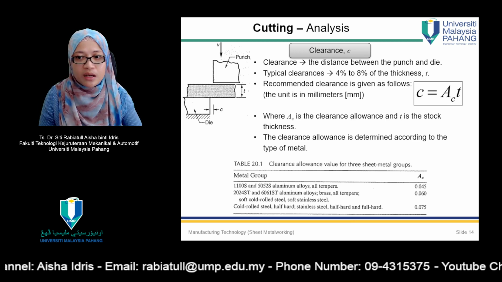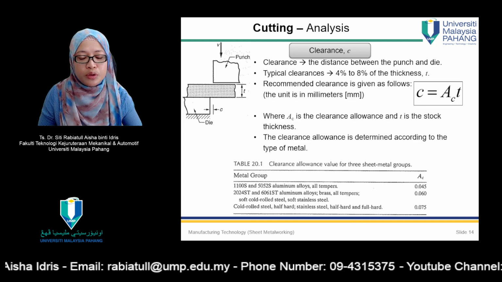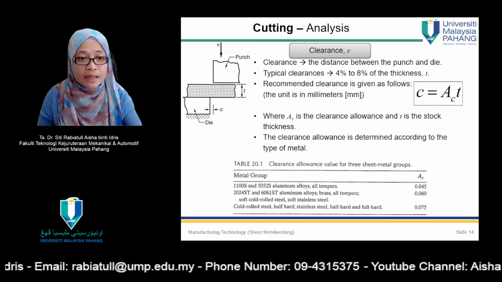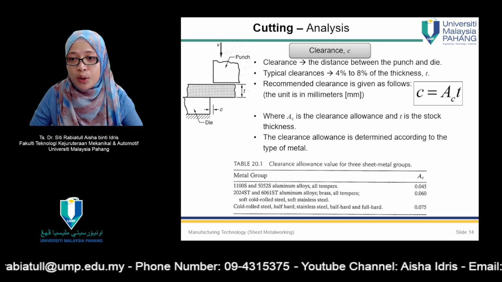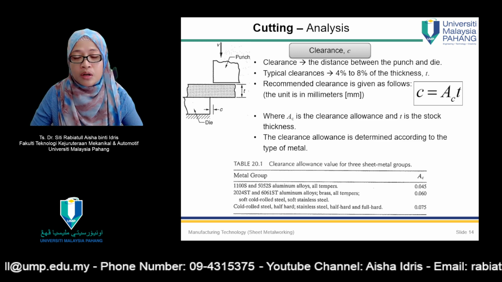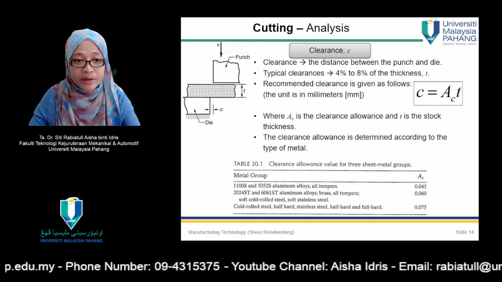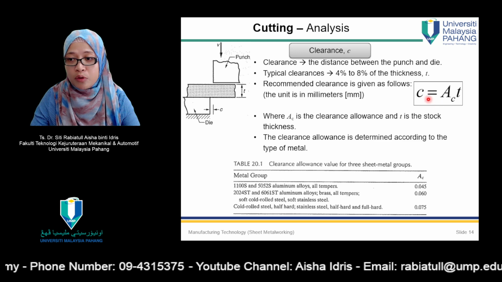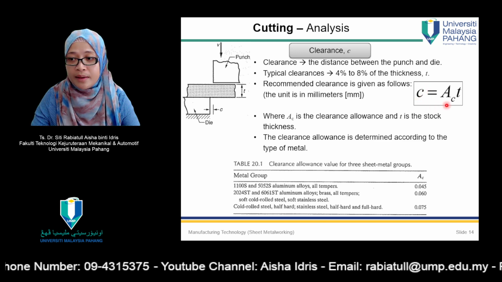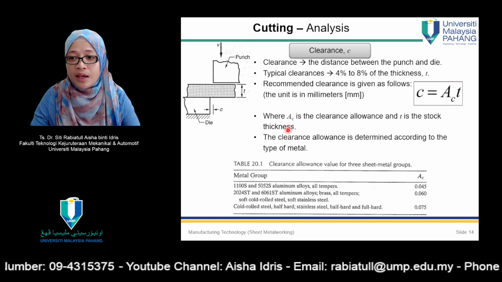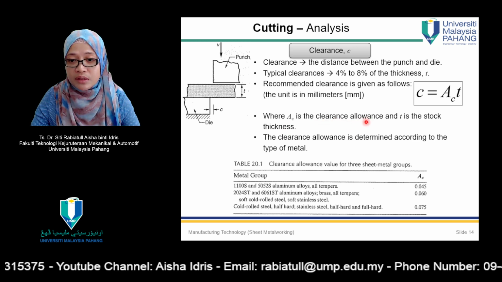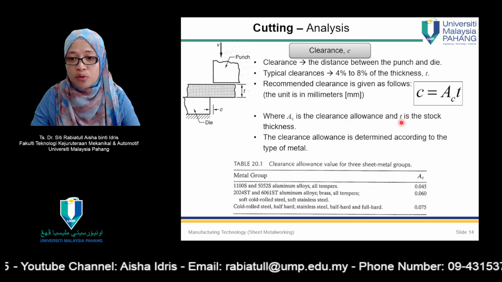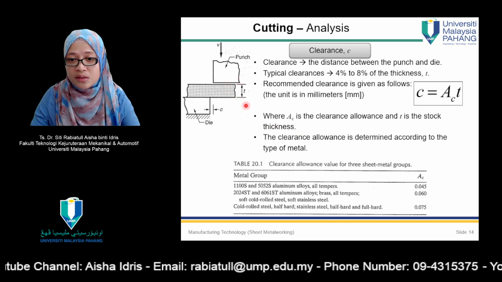In cutting, we do need to conduct analysis as well. So in cutting, you need to know the clearance. The formula for clearance is C equals Ac times t. Ac represents the clearance allowance, and t is stock thickness. This is stock thickness t.